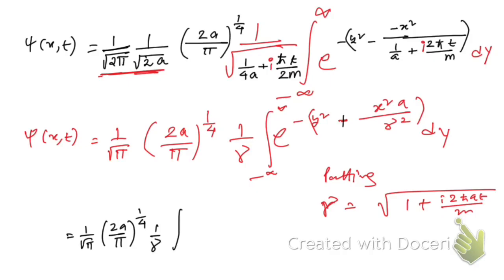So here integration from minus infinity to plus infinity e to the power minus y. On removing the bracket, again we're going to have here minus e to the power, it can be written as minus e to the power x square a by gamma square dy, right? So this part can be taken outside of the integral, as this is constant, right?